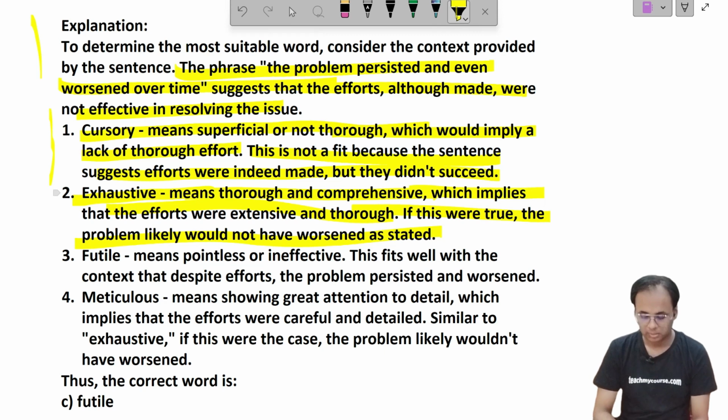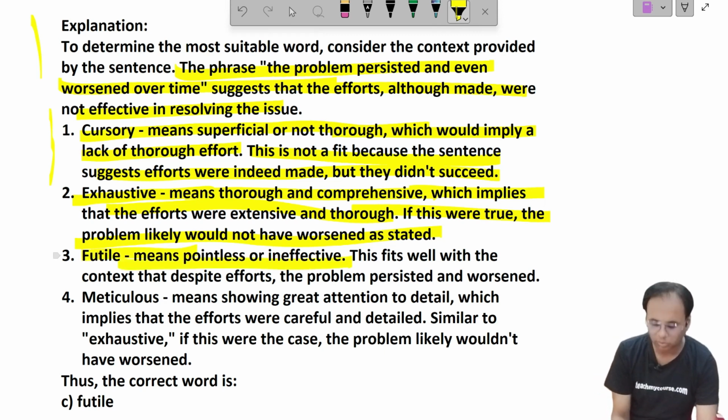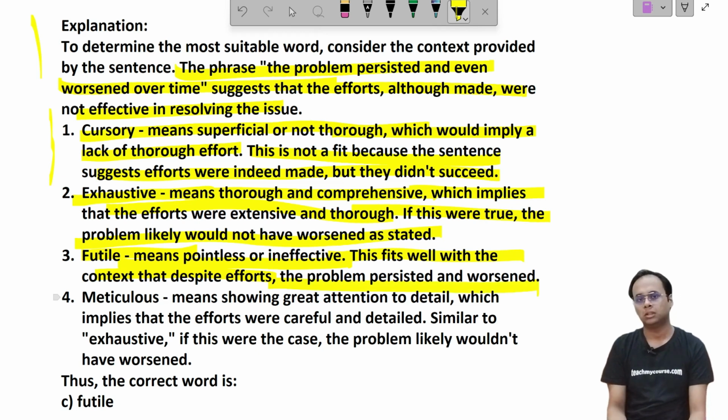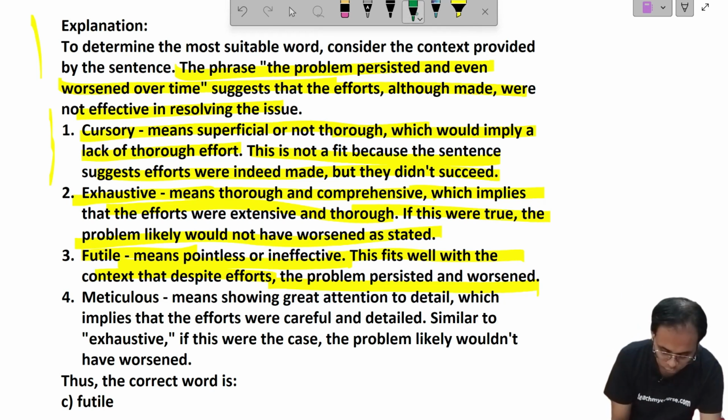Okay, third option, futile, which means pointless or ineffective. So this fits well with the context that despite efforts the problem persisted and worsened. Okay, so futile means that the efforts were just not good enough. Okay, this can be an apt word because the efforts were made but they were just not good enough. So I think futile can be the right choice here.